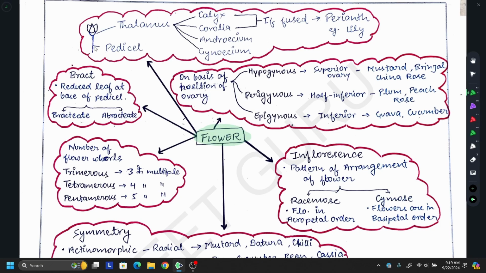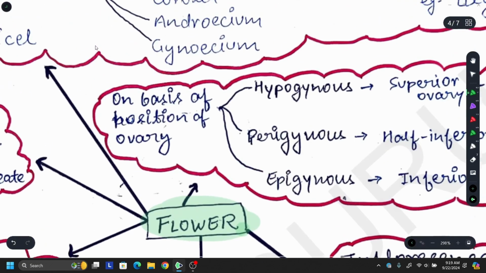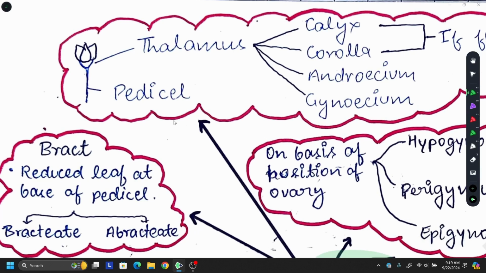Coming to flower. So let's study the structure of flower first. Flowers look something like this. Okay, this is a flower. As you've seen, petiole was the stalk which was joining the leaf and the stem. The pedicel is the stalk which joins flower and the stem. So petiole and pedicel, these are two different terms you have to remember. Petiole is the stalk of leaf and pedicel is the stalk of flower.